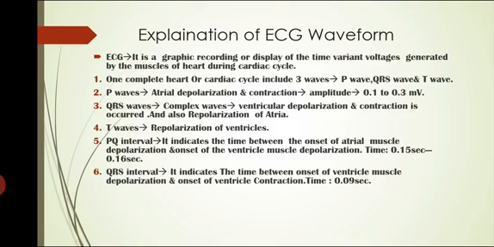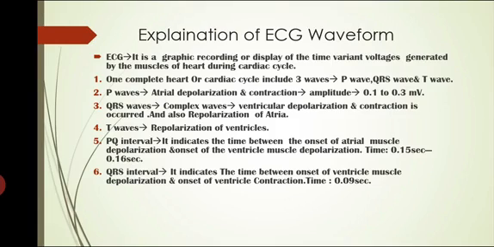Next is the T wave. During the T wave we are getting the repolarization of both ventricles. Next we will see the intervals. PQ interval: it indicates the time between the onset of atrial muscle depolarization and the onset of ventricular muscle depolarization, and this time is usually 0.15 to 0.16 second.